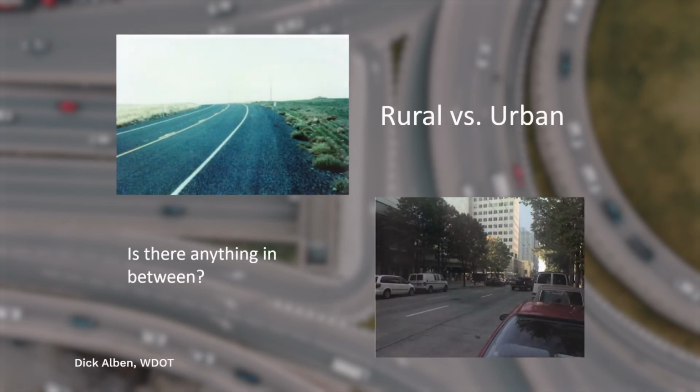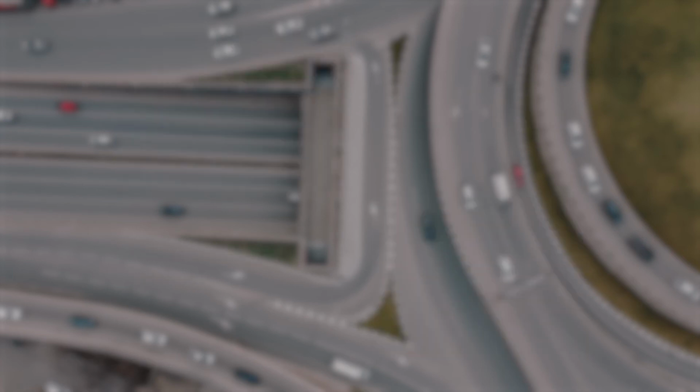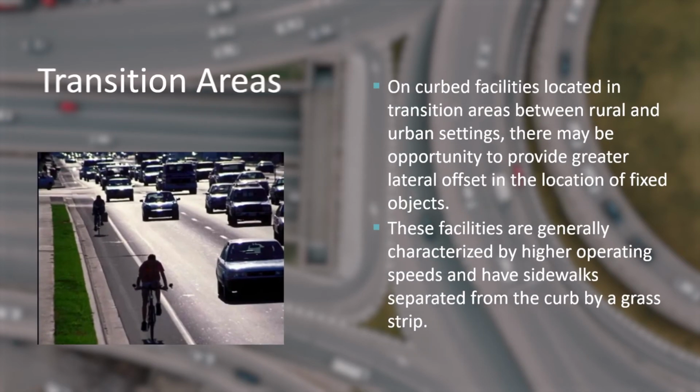Rural versus urban. Can we do anything in between? We do have areas called transition areas. These are curbed facilities that are in between rural and urban settings. There might be an opportunity to provide greater lateral offset in the location of the fixed objects. These facilities are generally characterized by higher operating speeds and have sidewalks separated from the curb by a grass strip.